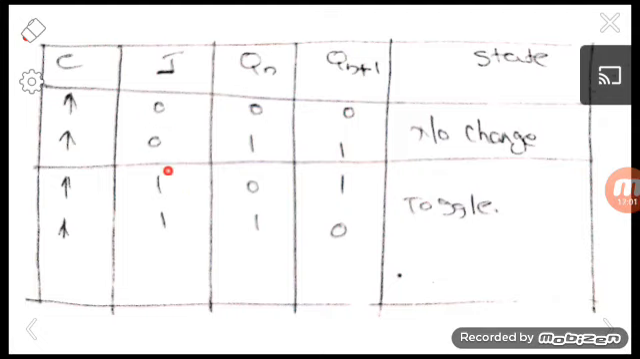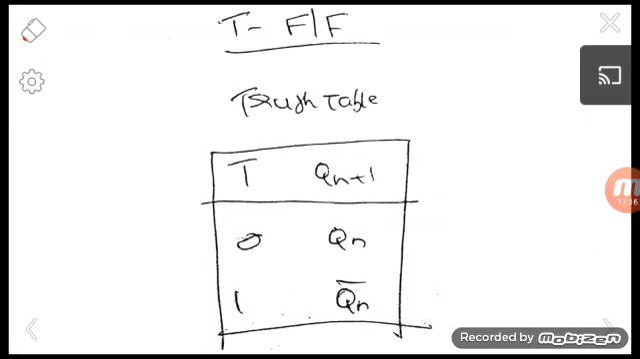And for T is equal to 1, the flip flop will toggle its output. If the prior output was 0, the next output will be 1. If the prior output was 1, the next output will be 0. So for T is equal to 1, the flip flop will toggle. This is the truth table of a T flip flop. For T is equal to 0, Qn plus 1 will be Qn, and for T is equal to 1, Qn plus 1 will be Qn bar.